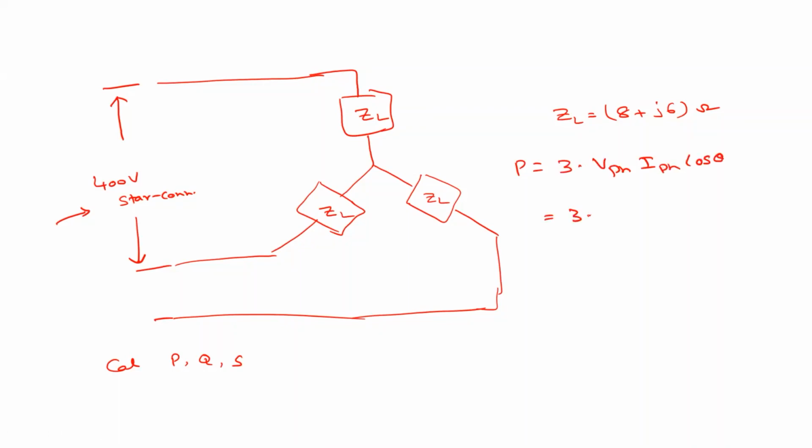Sir, what is given, 3 V line into? No, sir, 400 is V line. Now we can convert this, no? 400 by root 3. We can do with line voltages also. What is I phase? How to calculate I phase?